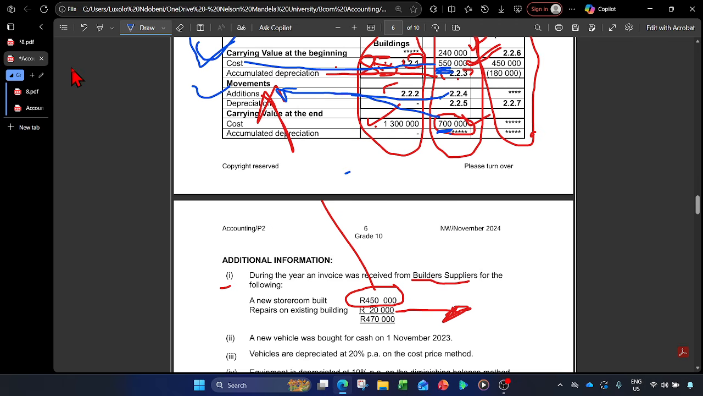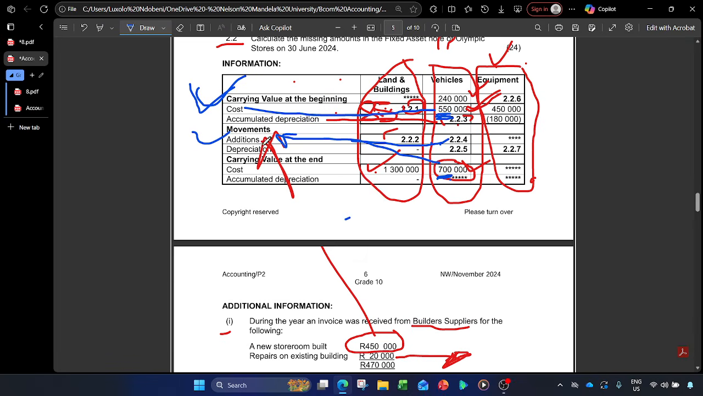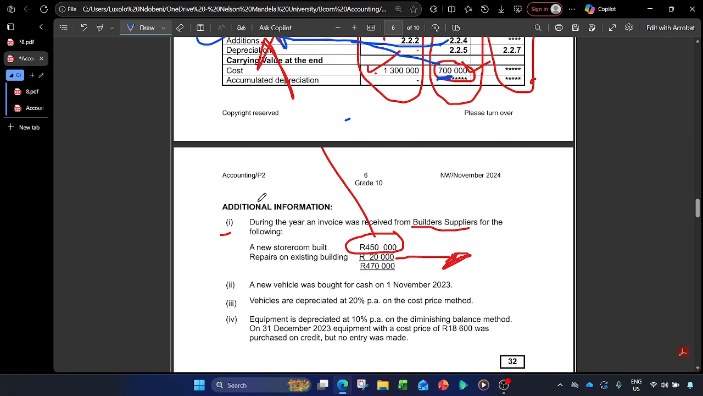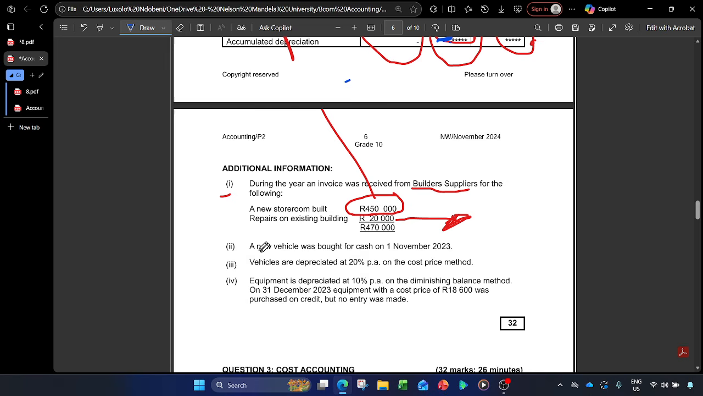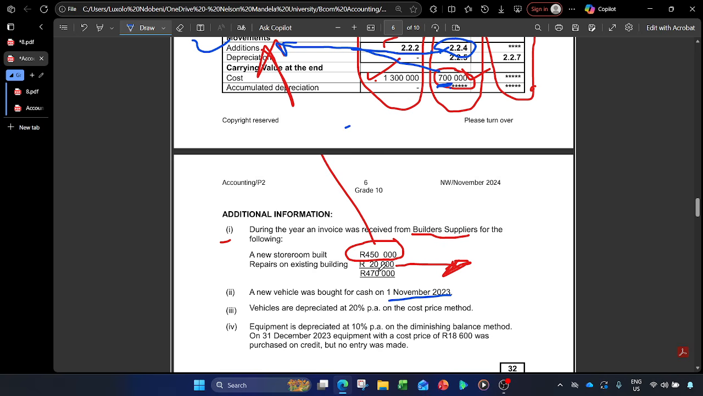So let's see which depreciation method the vehicle uses. Come to your additional information. Roman figure number 2, they are saying that a new vehicle was bought for cash on 1st November. We already know that there is a new vehicle that was bought here. As you can see, we calculated that addition in 2.2.4. So this will help us to know the months that the new vehicle stayed within the business and was used.